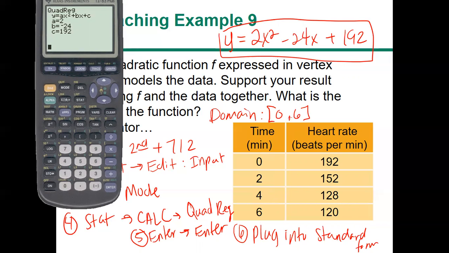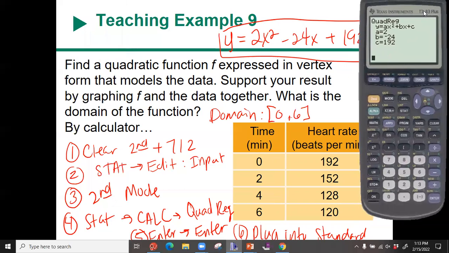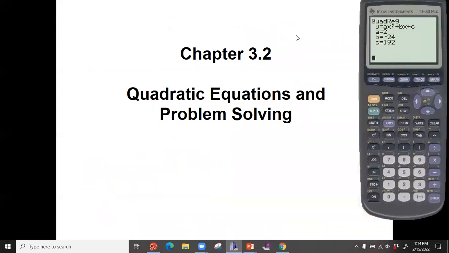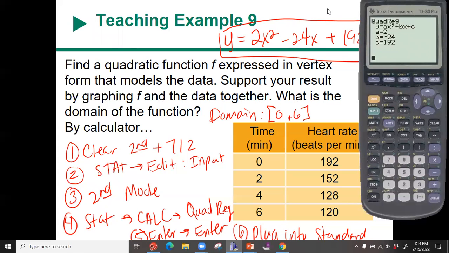All right, regression. Questions about regression? None? All right, so those are the steps. I can't make it any shorter than 6 steps. All right, so that concludes 3.1.